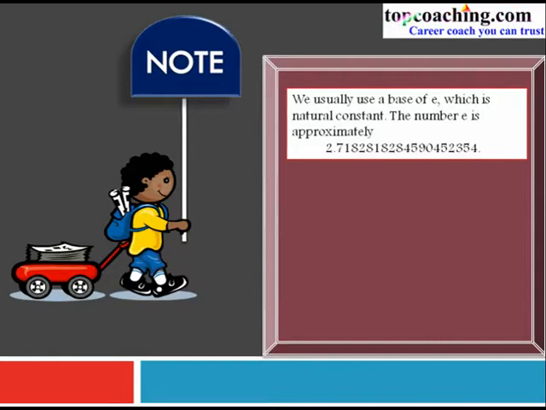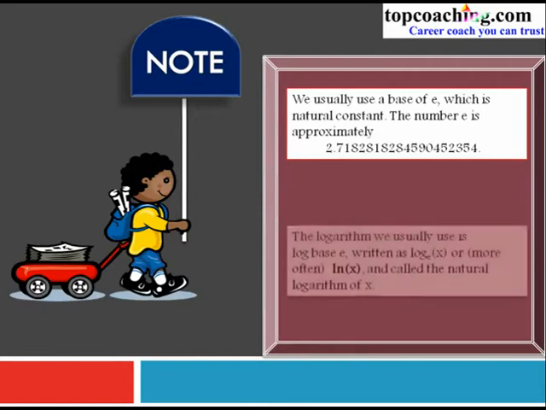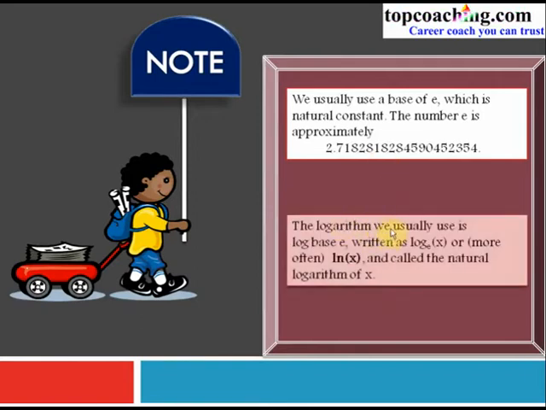In general, we use the base as equal to e. And also you should know that in cases where the base is taken to be e, it is denoted by ln x and not log x. The logarithm we usually use is log base e. So we take the base to be equal to e, and it is written as log x to the base e, or often we use ln x, and this is called the natural logarithm of x. So whenever you find the word natural logarithm, quickly you should know that the base is taken as e.